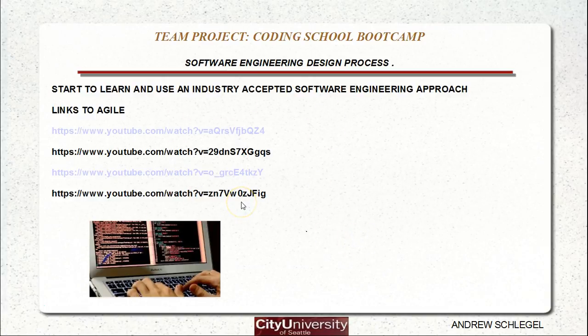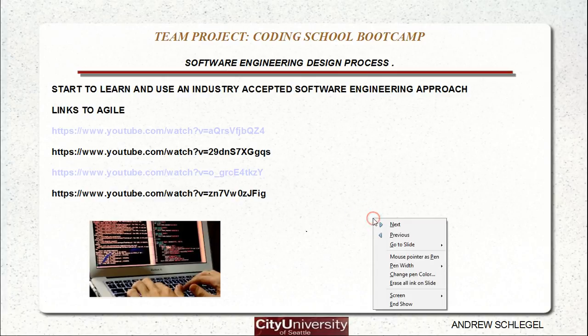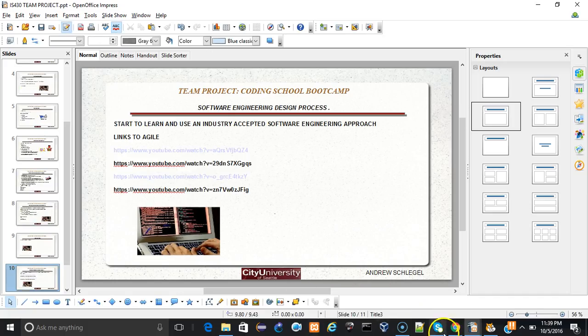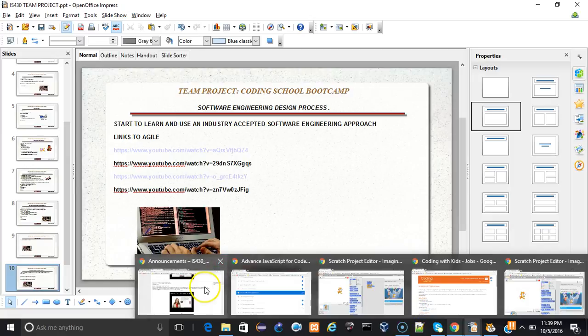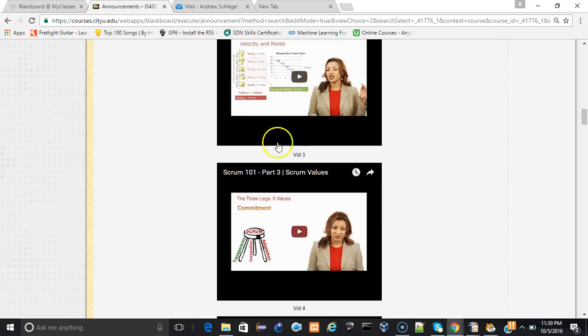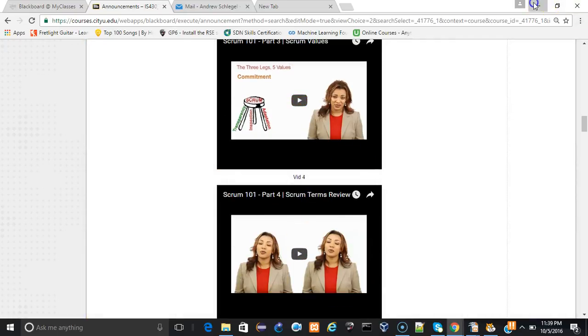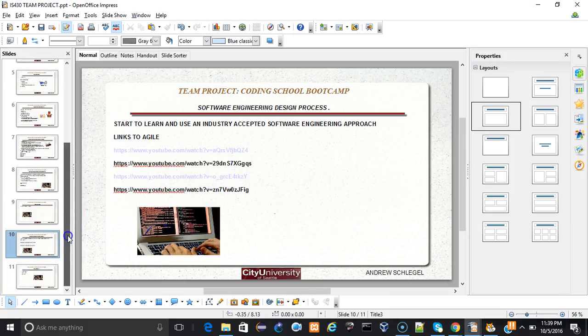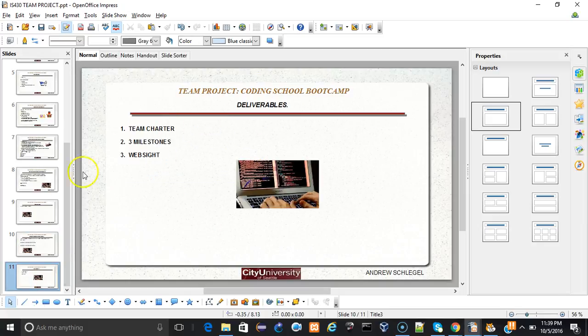Now this links to the Agile I was discussing, okay? So here it is. It's in the shell. There are 4 videos. The first one I think is like 15 minutes, and the next 3 are like 5 minutes. So it should be pretty straightforward. Go ahead and take a look at those. And then you're going to make your deliverables, which are a team charter, 3 milestones, and a website. Okay, so that should be good. If there's any more information that's needed, I'll provide it later. But that should give you the idea and get you going on the project.